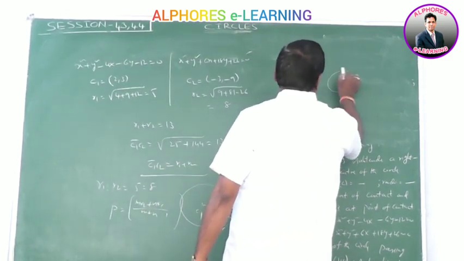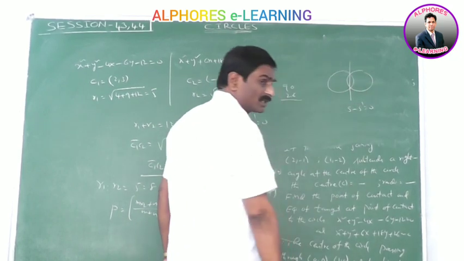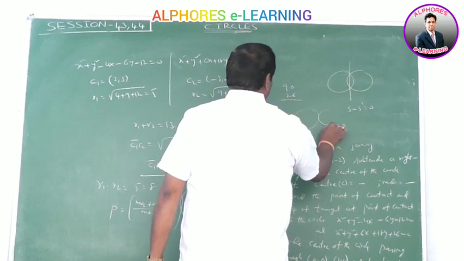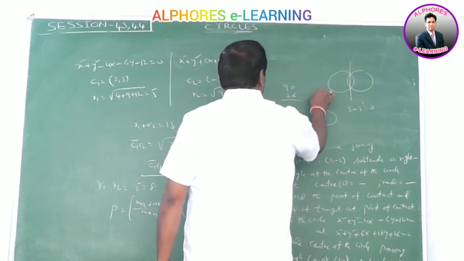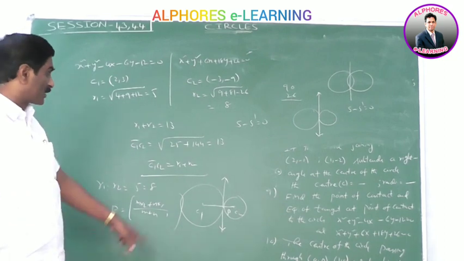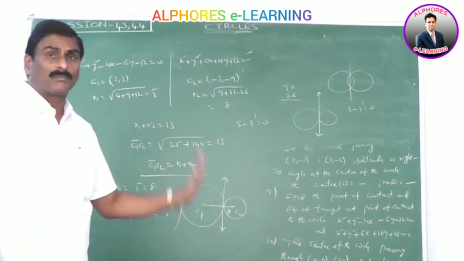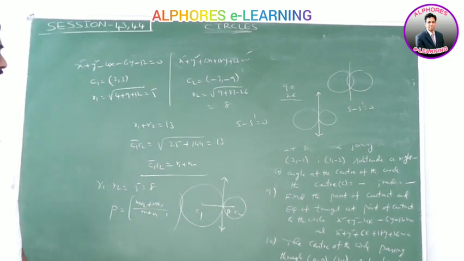If the two circles are intersecting, then the common chord equation is nothing but S minus S dash is equal to 0. If the two circles touch each other at a particular point, then the equation of the common tangent at P is S minus S dash is equal to 0. By using that formula, we find the equation of the common tangent at the common point of contact. Okay. Next, 10th one.